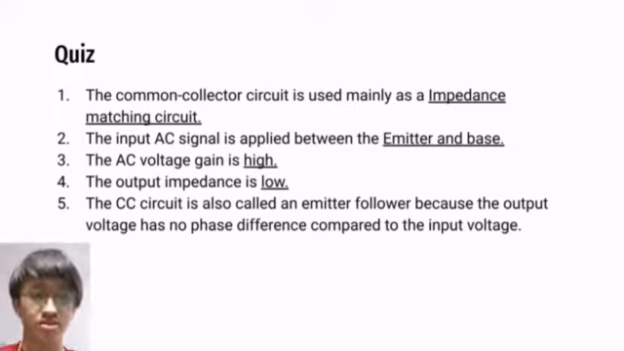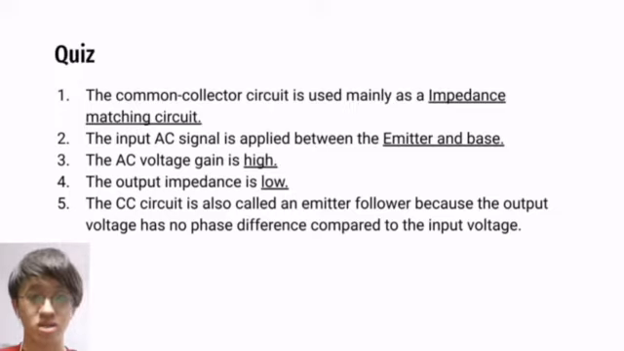For the quiz, the first question is: the common collector circuit is used mainly as an impedance matching circuit. For the second question, the input AC signal is applied between the emitter and the base. For the third question, the AC voltage gain is high. For the fourth question, the output impedance is low. For the fifth question, the CC circuit is also called an emitter follower. It's because the output voltage has no phase difference compared to the input voltage.